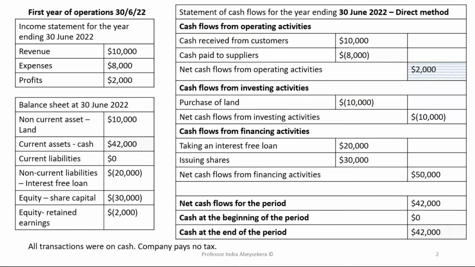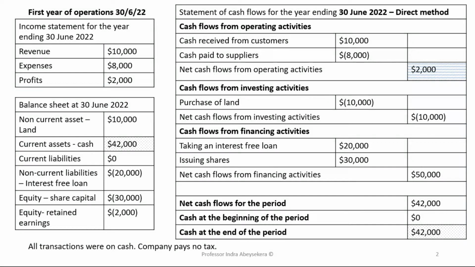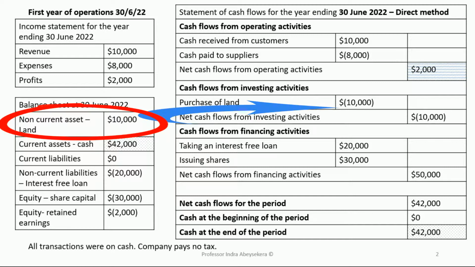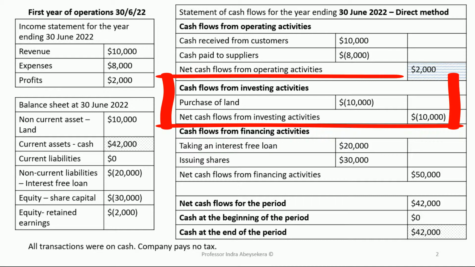Then we get to the cash flows from investing activities. We can see that under the non-current assets, there's $10,000 of land. It has increased $10,000. The transaction has taken place during the year. We take it as purchase of land paid out of cash, and that's $10,000. And net cash flows from investing activities, therefore, is $10,000, which is a cash outflow.